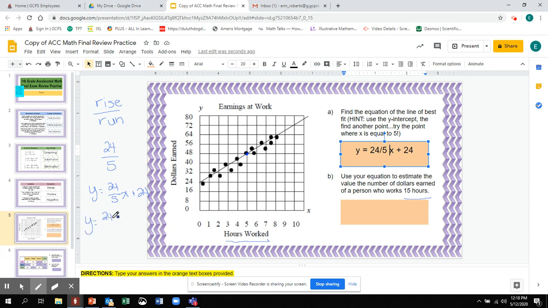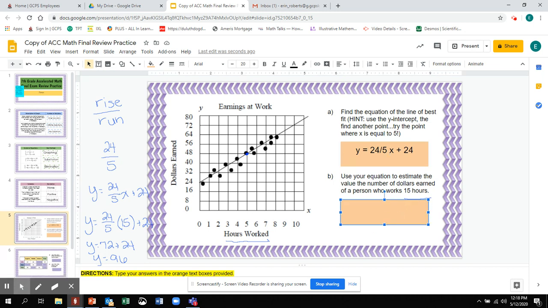I'm going to plug in 15 for x, so this is going to be 24/5 times 15, and then plus 24. When I do 24/5 times 15, or times 15 over 1, I get 72, so this is y equals 72 plus 24. Now I'm just going to add 72 and 24, and I get y equals 96. That means that if a person works 15 hours, they can expect approximately $96.